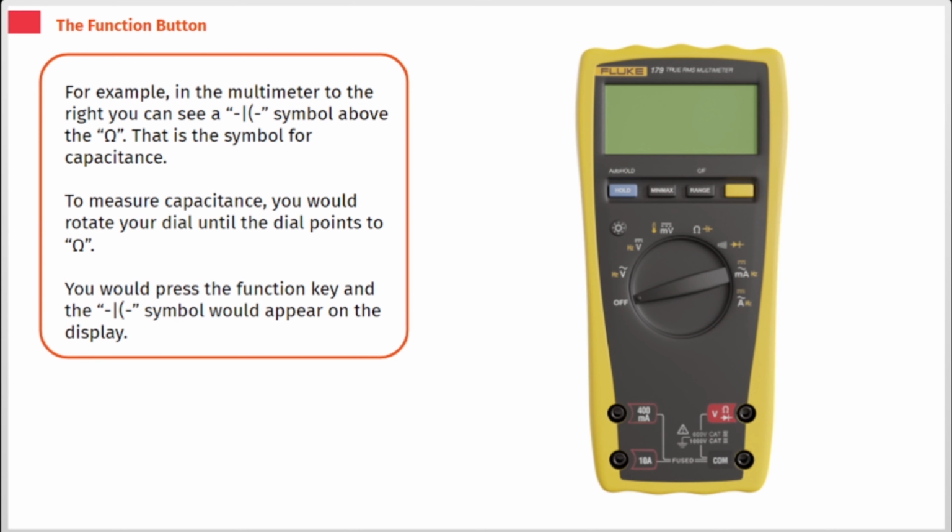For example, in the multimeter to the right you can see a symbol above the ohm. That is the symbol for capacitance. To measure capacitance, you would rotate your dial until the dial points to ohm. You would press the function key and the capacitance symbol would appear on the display.